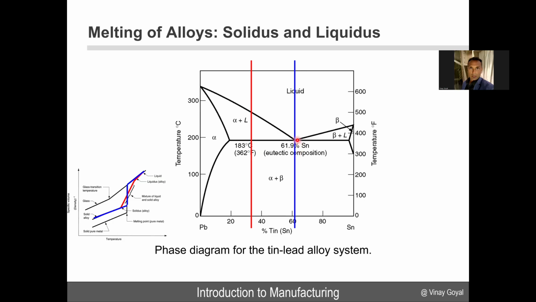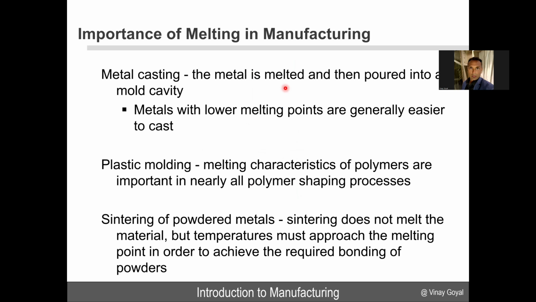But there is a eutectic point where you could have that jump from solid to liquid. I hope that was clear. Now, why is that important? The importance of melting in manufacturing is that in metal casting, the metal is melted and then poured into a mold cavity.